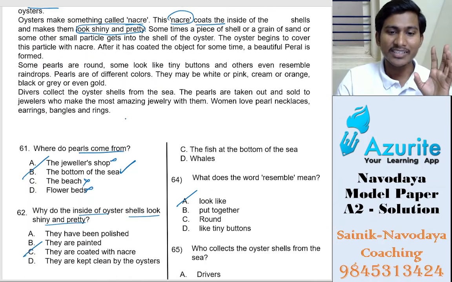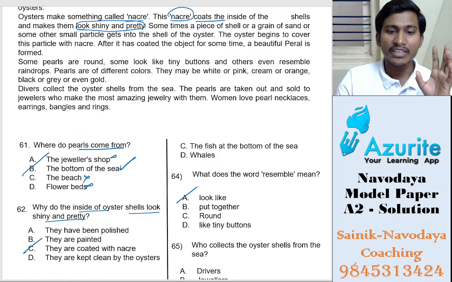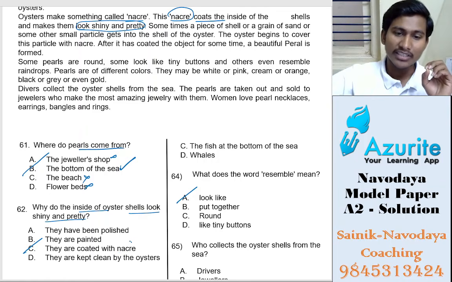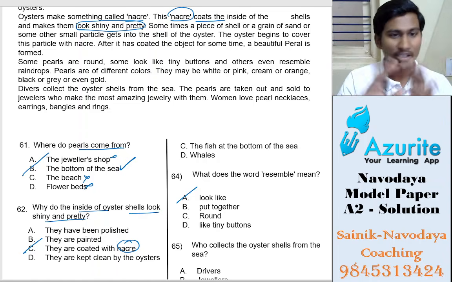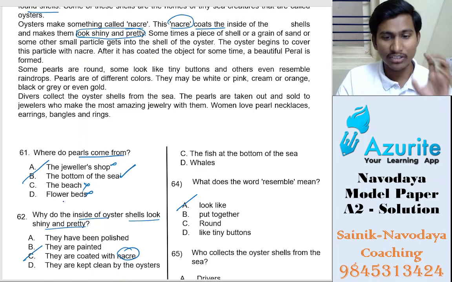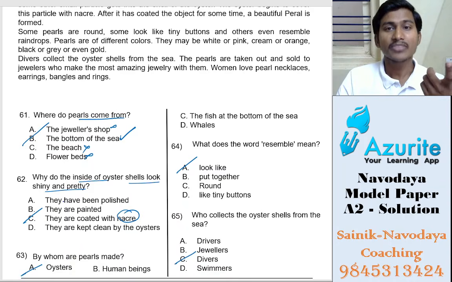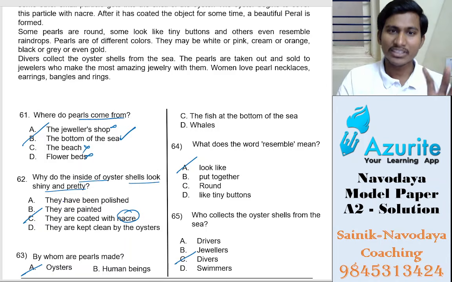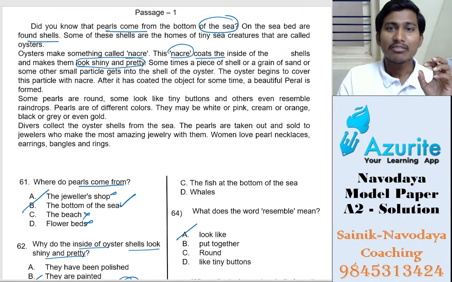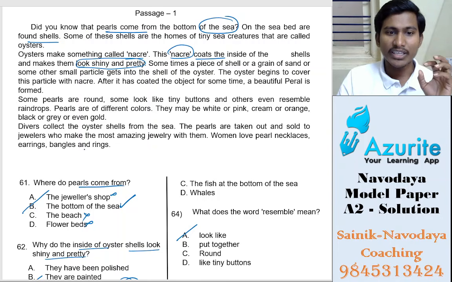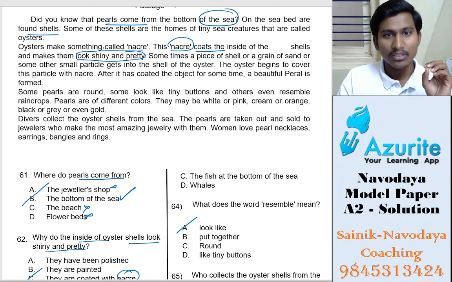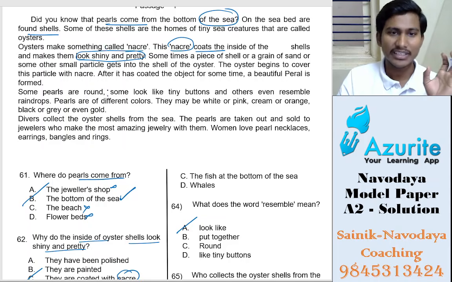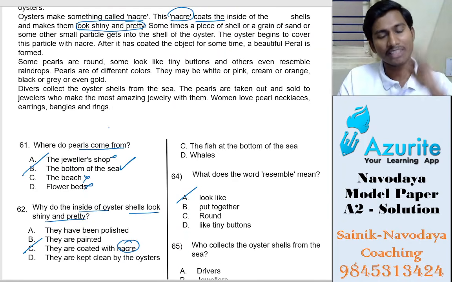So what will be the answer? They are coated with nacre. Option C. Got the second answer? This is how you have to do it. Read the question and then go to the passage. It will be easy. For you people, most of the time the first question will be in the first 2-3 lines. The second question will be after that, 2-3 lines, and the next in 4-5 lines. That is why you read the question and then find the answer.